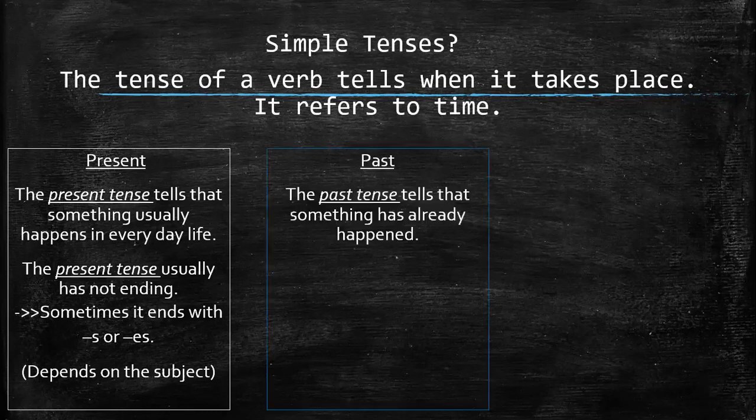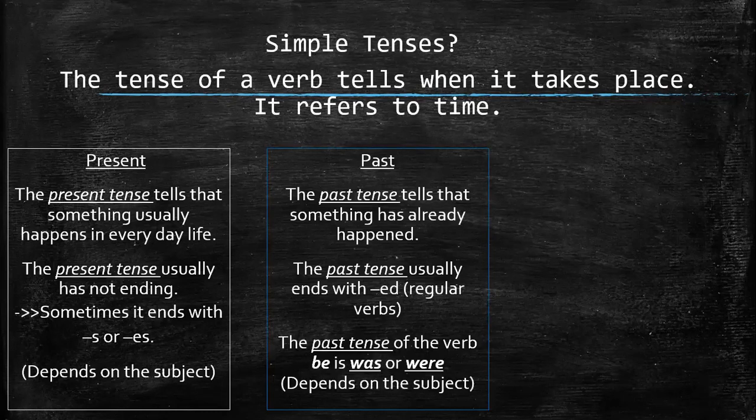The second tense, the past tense, tells that something has already happened. The past tense usually ends with ed, and when it ends with ed, it's considered a regular verb, okay? Because we have regular and we also have irregular, where the spelling changes. The past tense of the verb be is was or were, and this depends on the subject. So if the subject is he, we would say he was. And if the subject is plural, for example, they, we would say they were, okay?